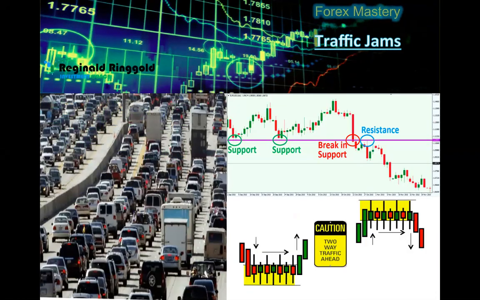Price then turns in our favor. Now, traffic jams. Traffic jams is the same as support and resistance. Okay? When we say traffic jam, we don't want a traffic jam in the open road, and we don't want a traffic jam to form in the street before the explosion leaves.